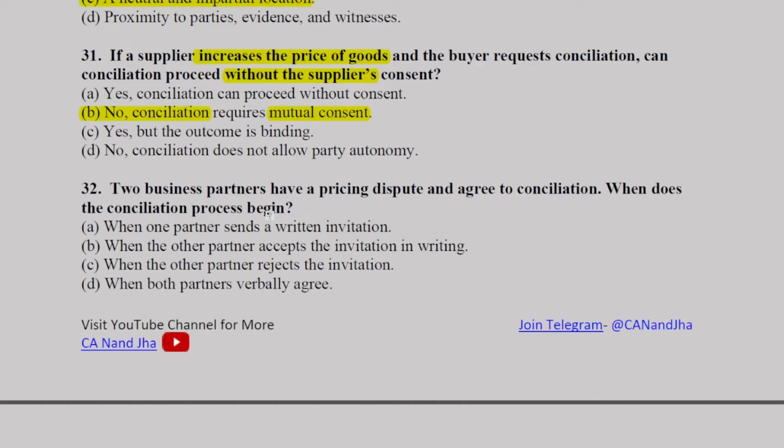Two business partners have a pricing dispute and agree to conciliation. When does the conciliation process begin? When one partner sends a written invitation, no. When the other partner accepts the invitation in writing. When a partner rejects the invitation, when both partners verbally agree. So the answer is B.